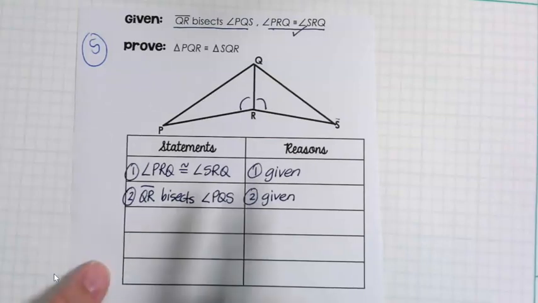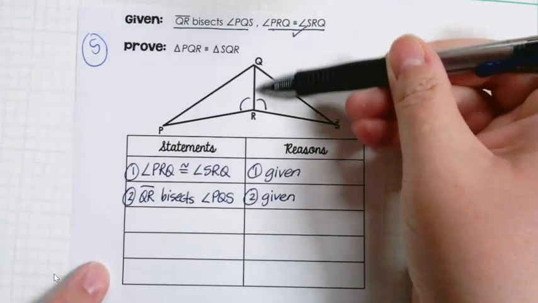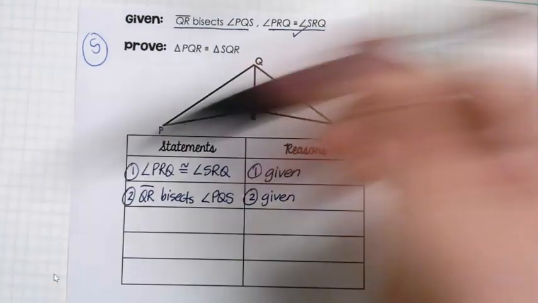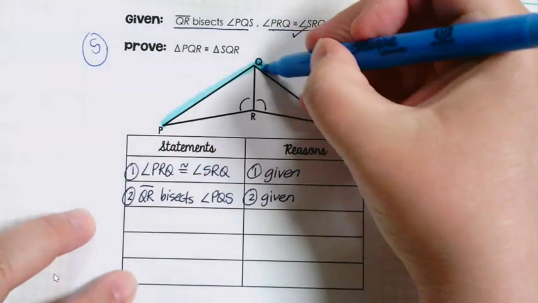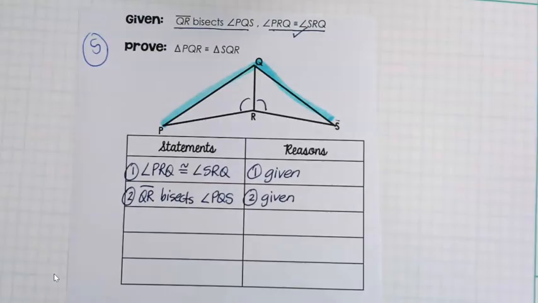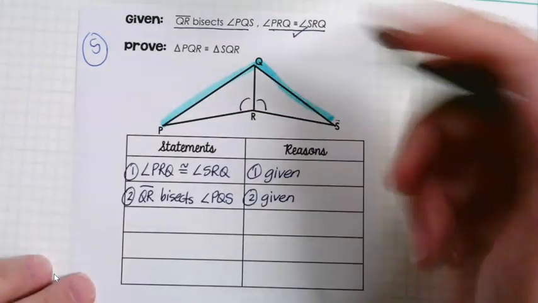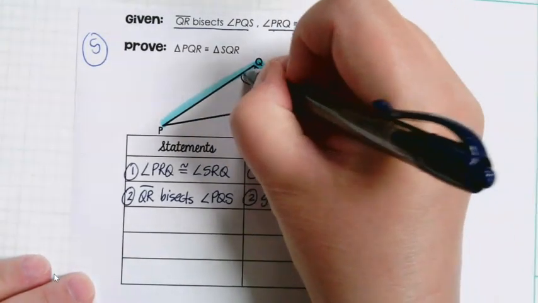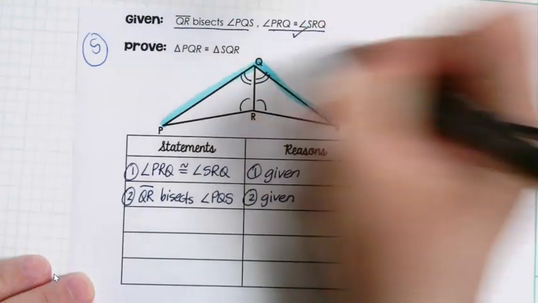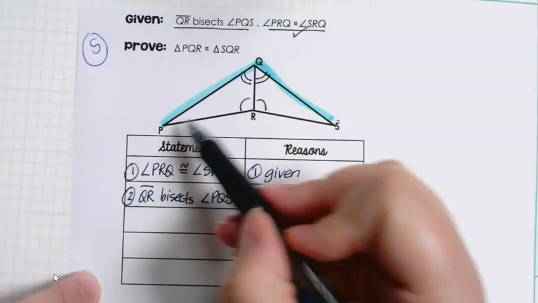So let's look at the picture. QR, it bisects angle PQS. Let me just highlight angle PQS. That's this whole big angle. That's what's being bisected by QR. It's being divided into 2 smaller pieces. So that's this side and this side are 2 congruent smaller angles.